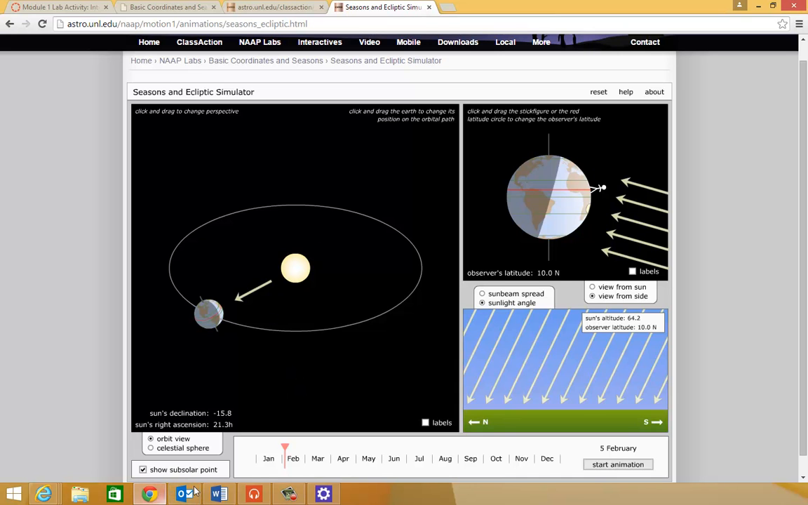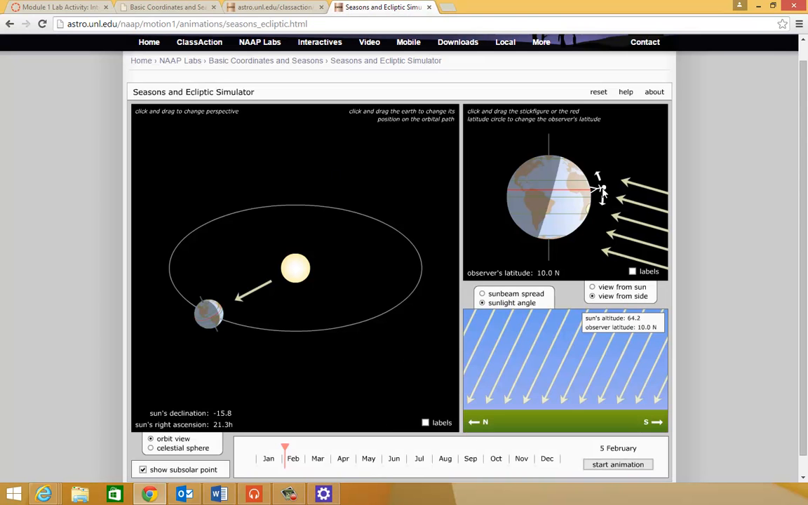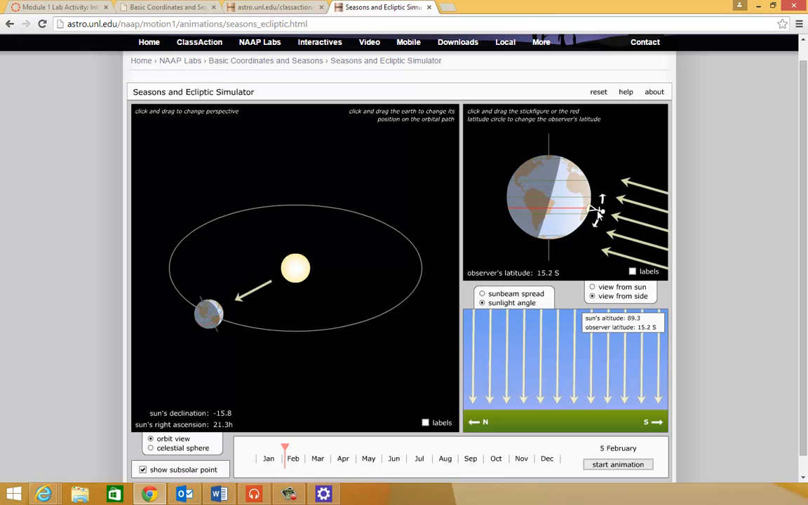Okay, a couple of other things we need to fill in for this chart. We need to come up with the latitude of most direct sunlight. So you go into your simulator, and you grab your little guy, and you drag him until, notice the sun's altitude, we want the sunlight to be coming straight down. We want very direct sunlight. So the latitude of that particular guy is about 16 degrees south, which makes sense, because our light is coming in at about 16 degrees south of the celestial equator. So that's where the guy would have to be in order to have direct sunlight.